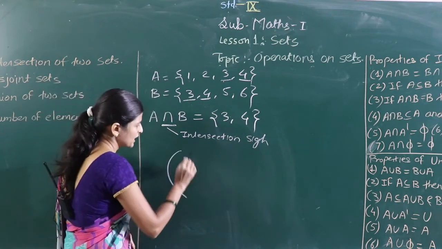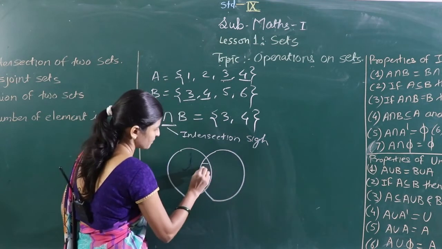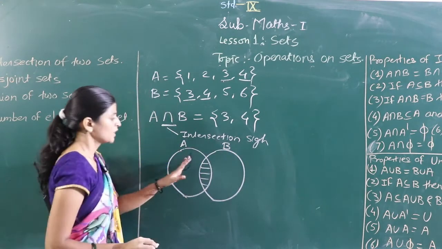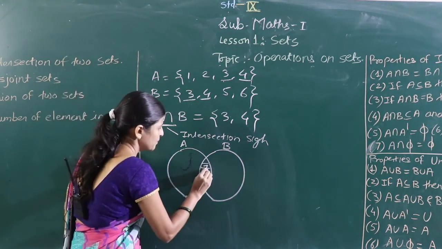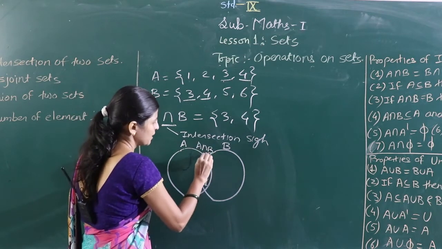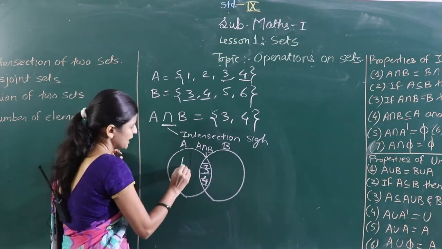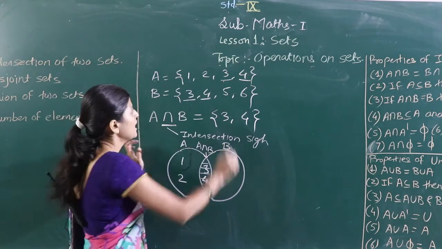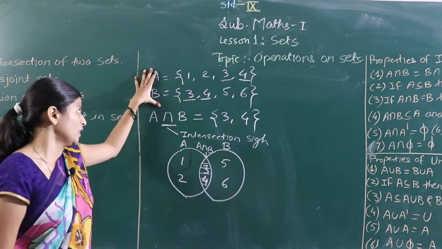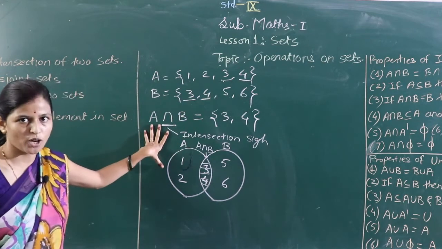And in Venn diagram, we already learned about Venn diagram. In a Venn diagram, this intersection is shown in the middle part. Suppose this is the circle of set A and this is the circle of set B. The elements that are common in both sets are written in the middle part of this Venn diagram, that is 3 and 4. The remaining elements, 1 and 2, are written in set A, and the remaining elements of set B, that is 5 and 6, we write in set B. So among two sets, the common elements of both the sets are nothing but the intersection of these sets.